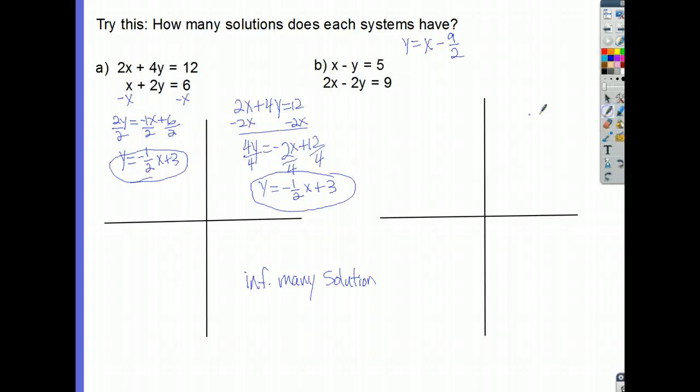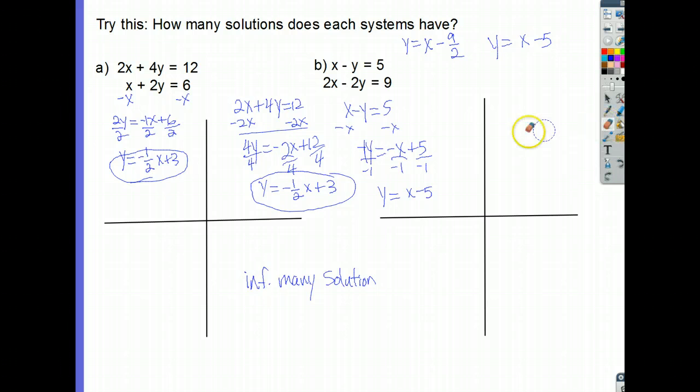All right. And now let's take the top one and put it in slope-intercept form. So we have x minus y equals 5. We subtract x. Negative y equals negative x plus 5. Divide by negative 1. Well, that's getting sloppy there. And we have y equals positive x minus 5. Y equals x minus 5. Okay. Move this out of the way.